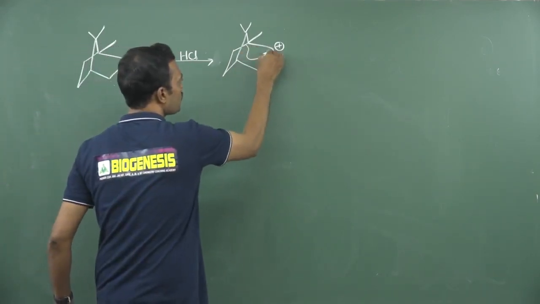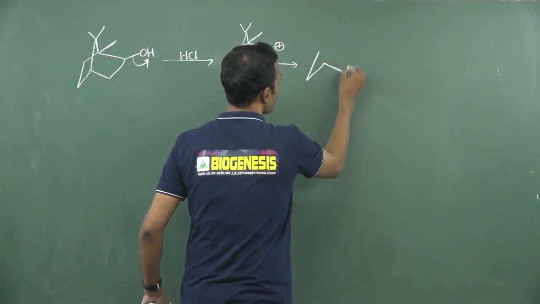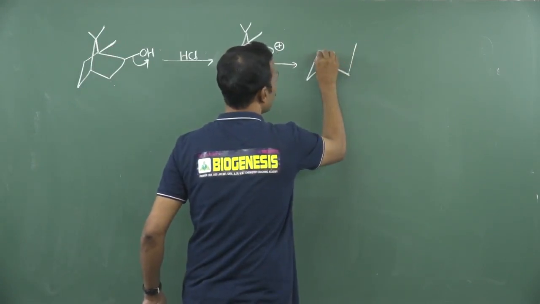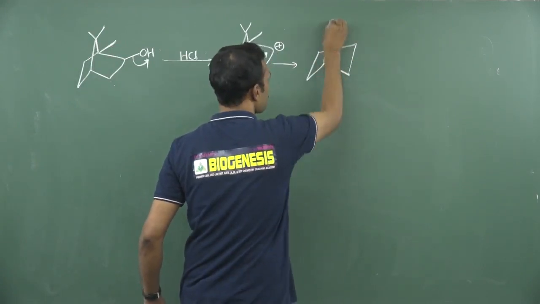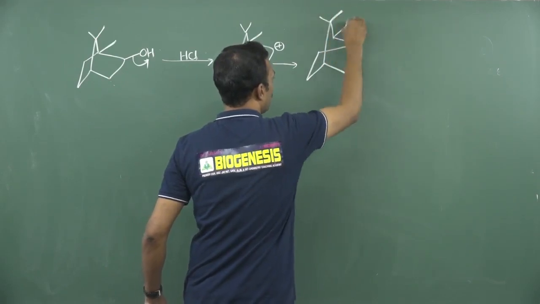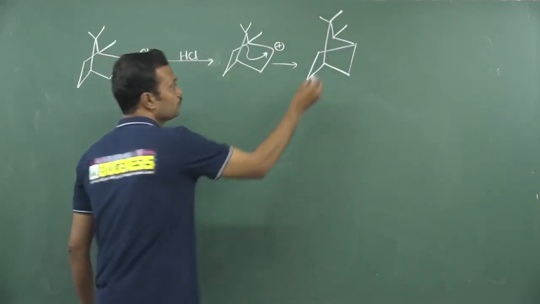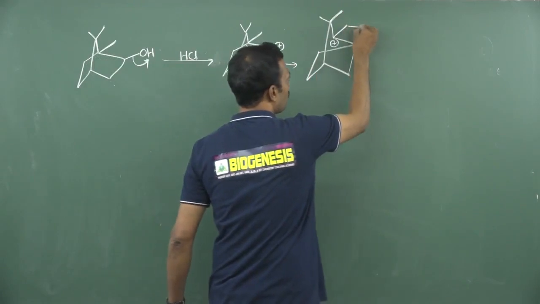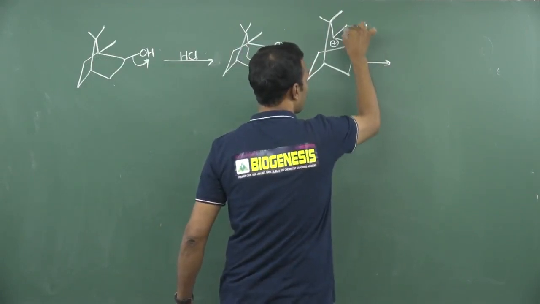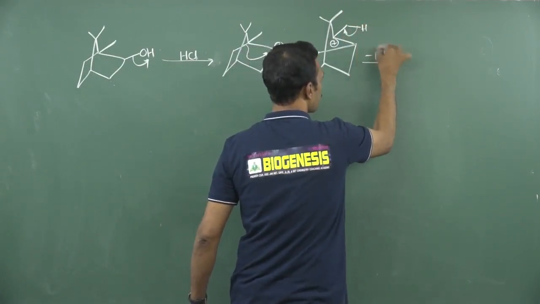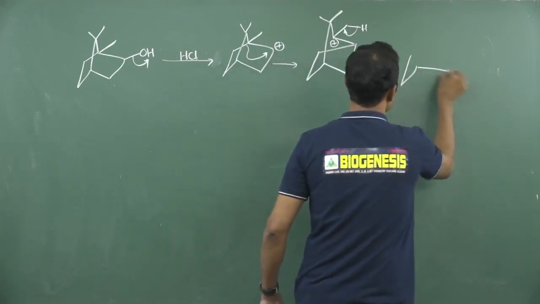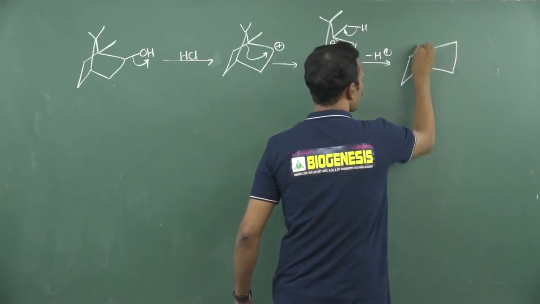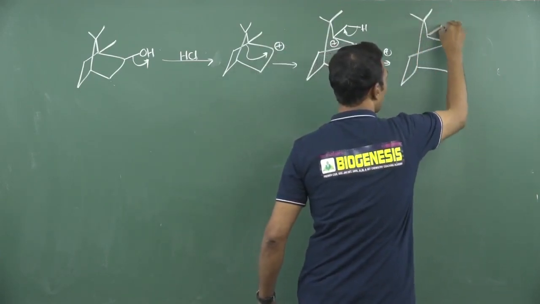Now this bond breaks and attaches here. Once it breaks and attaches, a bond formation takes place here and carbocation formation takes place here. This carbocation undergoes elimination with the help of chloride ion like this, there is a loss of H plus, and finally there is a formation of camphene. This is called camphene.